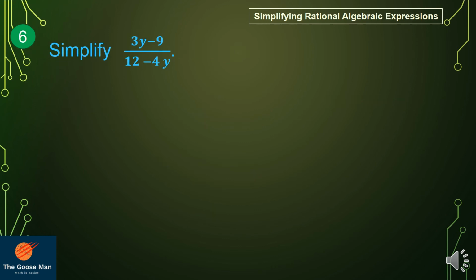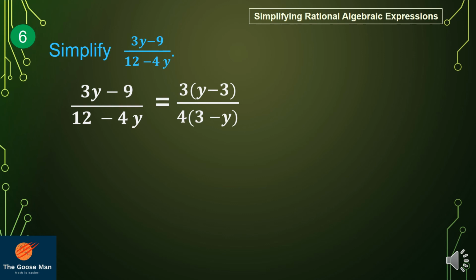Let us consider another example. If I have here 3y minus 9 all over 12 minus 4y. Again, we'll start from the given. Take note that I can factor 3y minus 9 using the greatest common factor, as well as the denominator. I can also factor this using the GCF. The common factor between 3y and 9 is 3. So the factors are 3 times y minus 3. While in the denominator, I have 4 times 3 minus y.